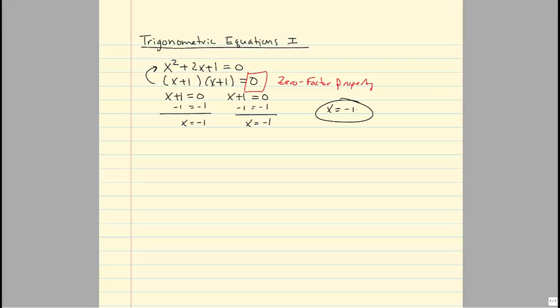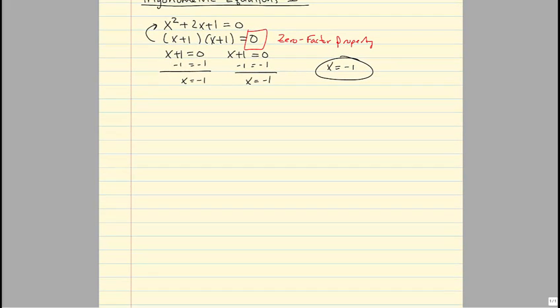Now, not everything will factor nicely with the reverse FOIL method. Sometimes you're going to have to use something called the quadratic formula. The quadratic formula will actually work on the problem that we just did as well. The quadratic formula works on anything that's to the second power. But what we want to focus on is trying to factor first if we can. If that doesn't work, then we'll go to the quadratic formula.